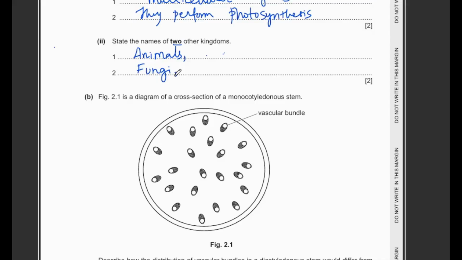But how to remember the other 3? Remember, the first one is protoctist, prokaryotes, fungi, plants and animals. This is what we have, 5 kingdoms. Protoctists, prokaryotes, fungi, plants and animals. Fine. Double P, F, P, A.